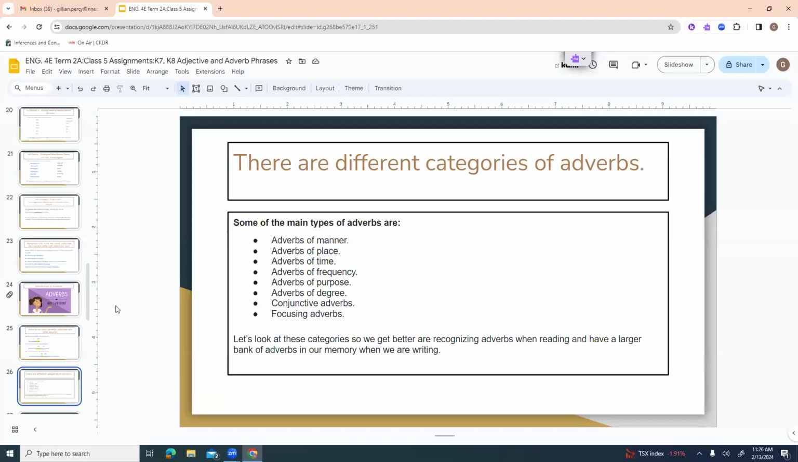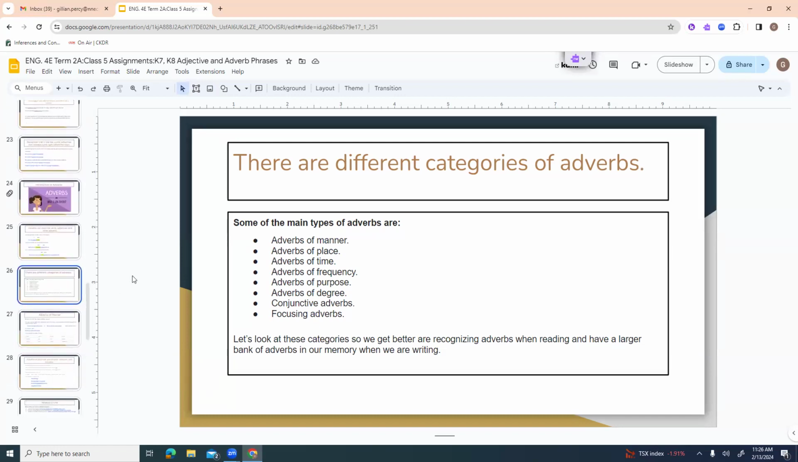All right, so there are different categories of adverbs, just the same way that there's different categories of adjectives. We've got adverbs of manner, adverbs of place, adverbs of time, adverbs of frequency, adverbs of purpose, adverbs of degree, conjunctive adverbs, and focusing adverbs. So we're taking a look at the categories for this, so we're better at recognizing adverbs when reading and have a larger bank of adverbs in our memory when we're writing. This is one of those areas where I feel like it's one of the parts of speech that covers so many categories that it can sometimes be kind of hard to recognize that they're even adverbs.